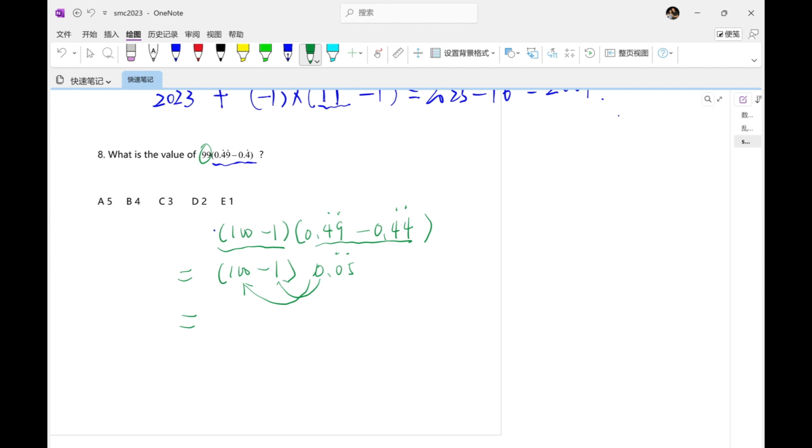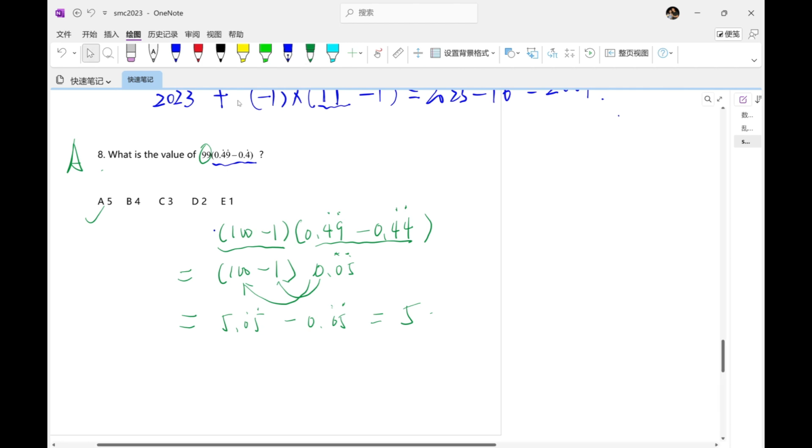So 100 times 0.0505 repeating, that is 5.0505 repeating, minus 0.0505 repeating, and that is 5. So the correct answer is option A. It's about decimal operation, and we use substitution. We change 99 to 100 minus 1. Then we change the form of it. It is convenient for us to tackle.